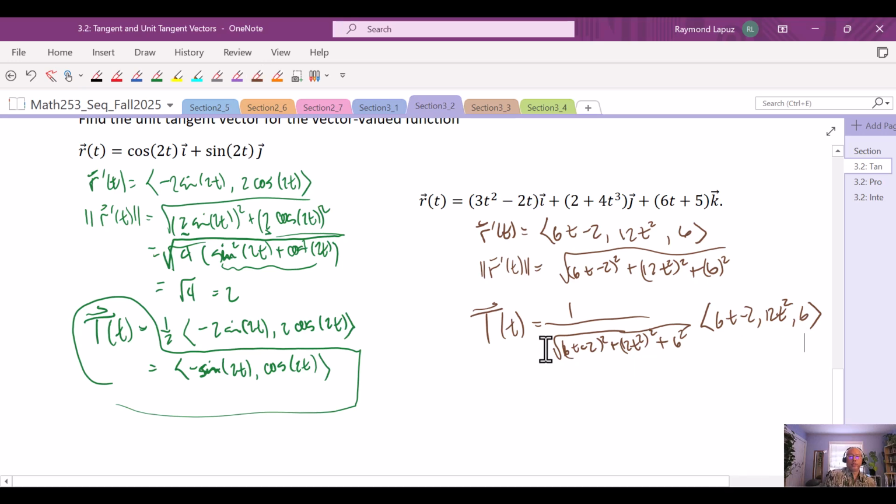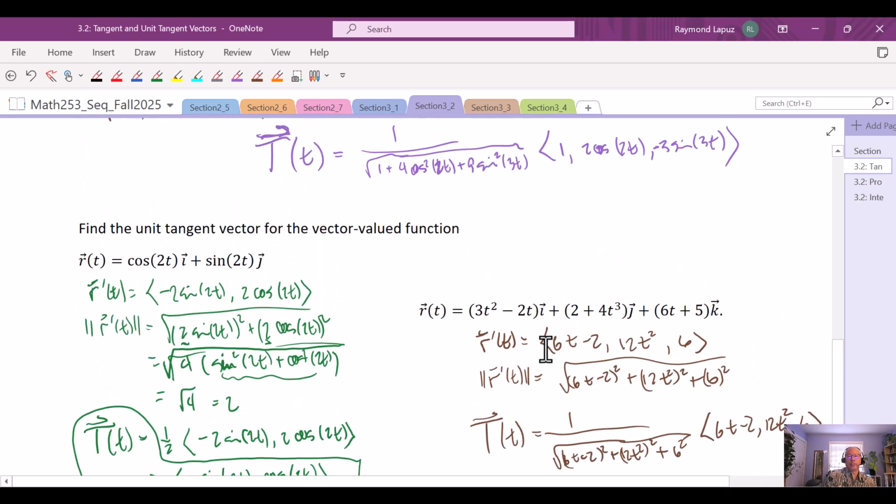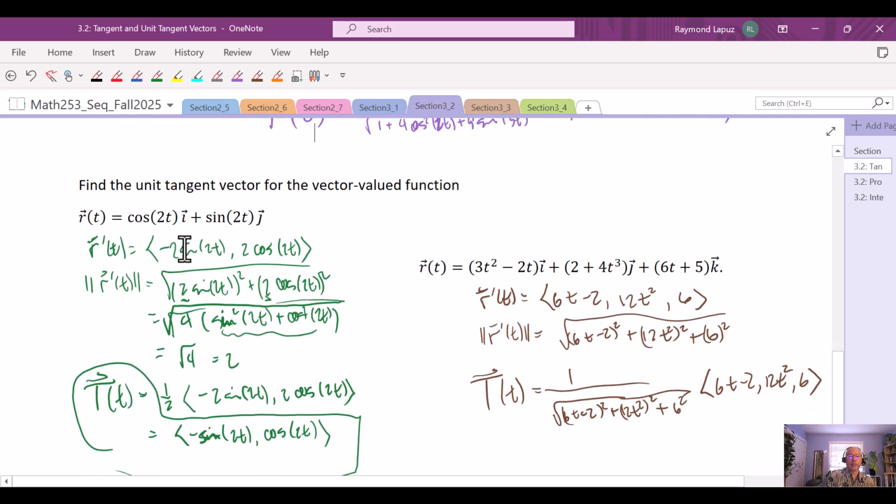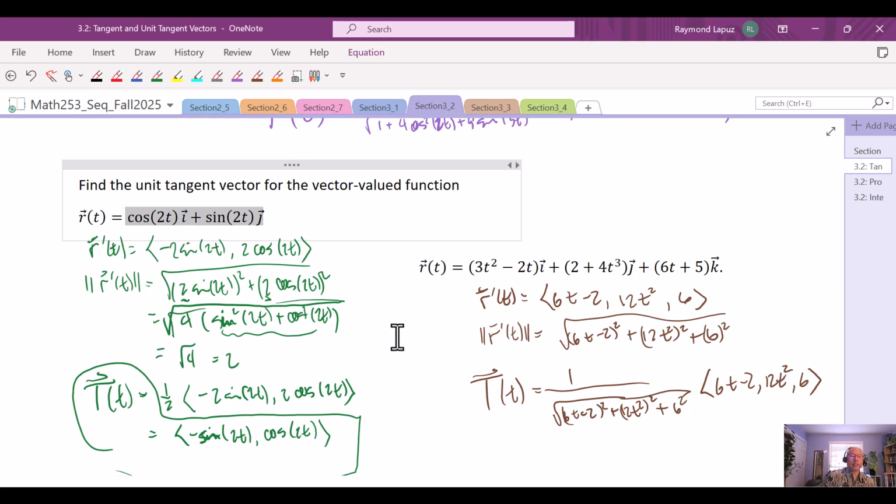Alright, this goes to show you that in 2 of the examples that we've had, we have a complicated looking unit tangent vector. And for this one, where we have a sine and a cosine in the components, in this case only 2 dimensions, we get a nicer unit tangent to deal with, because the magnitude of r prime happens to be constant. That's actually a very interesting phenomenon when we run into something like that.